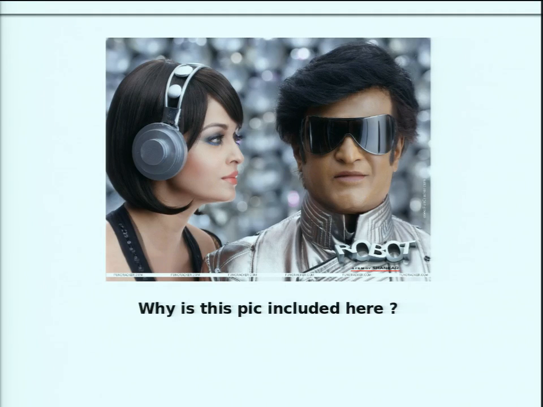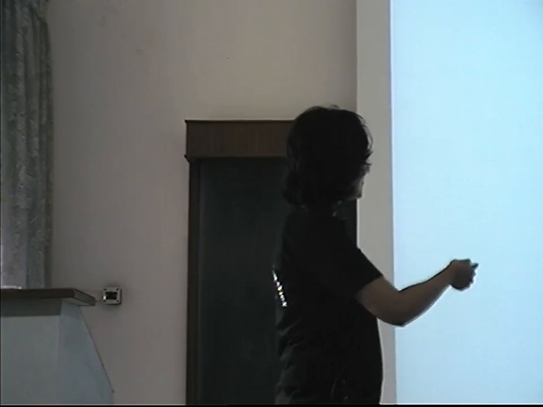So why do you think I have this picture here? Yeah, so how many of you have seen the movie Robo or Enthiran? A lot of you, okay. So all of you know Rajinikanth here. His name is Chitti in the movie. We were actually hoping that Chitti could come and give this talk from a first person perspective. He's an intelligent system, right? But I don't think he's available yet. So I'll be giving this talk.